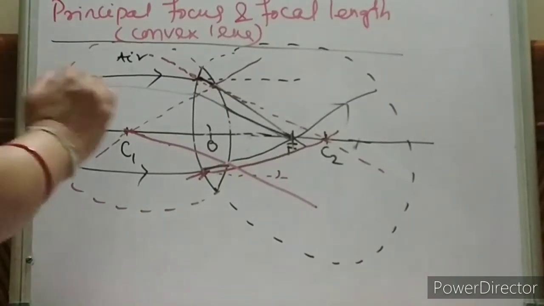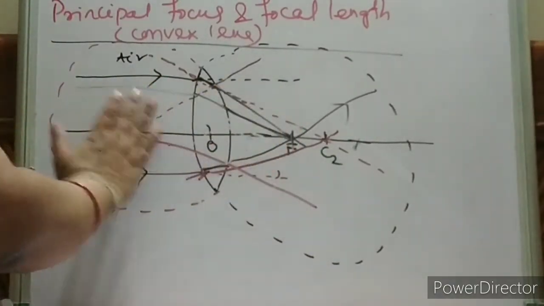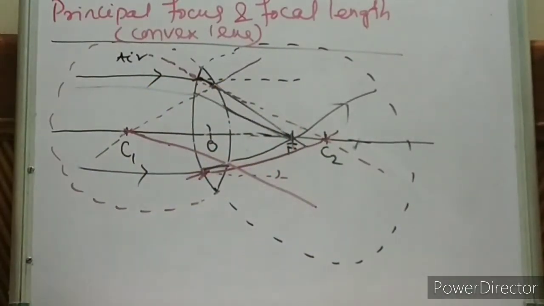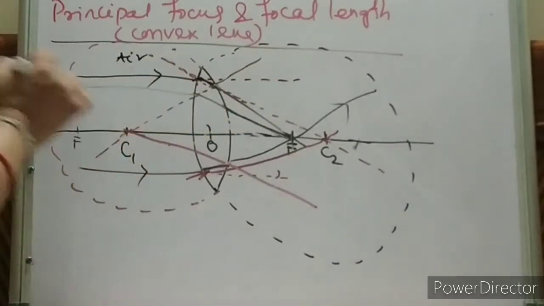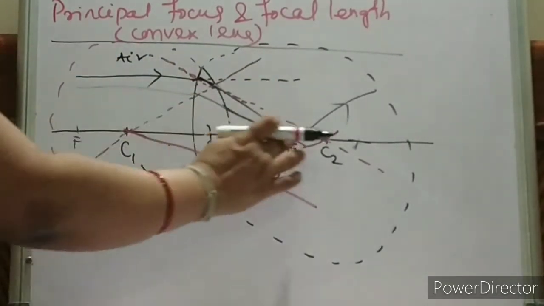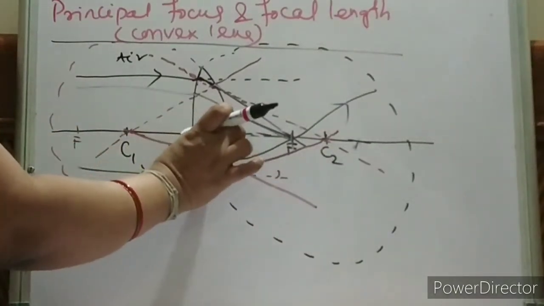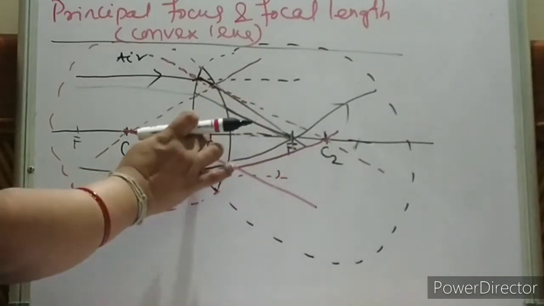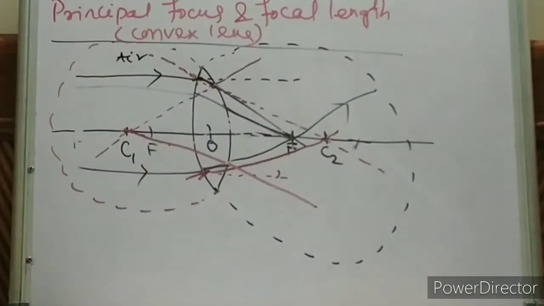Okay. If the ray is coming from the right, in a similar way you can try and you will get your focus over here. Rays will meet over here, and you can say this is your symmetric condition. The distance from optical center to focus and from optical center to the second focus is the same.